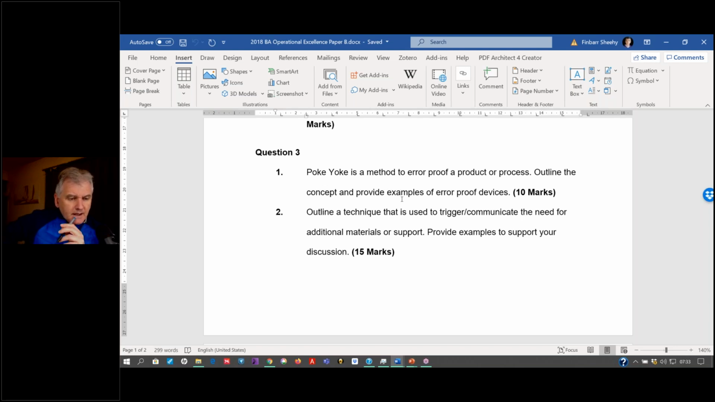Outline a technique that's used to trigger or communicate the need for additional materials. Provide an example to support your discussion. Again, I'm talking about Kanban here. Outline a technique, so you describe what Kanban is, what the methodology is, how it would work, and provide an example. Yeah, so you could provide an example. Again, it's any kind of an example.